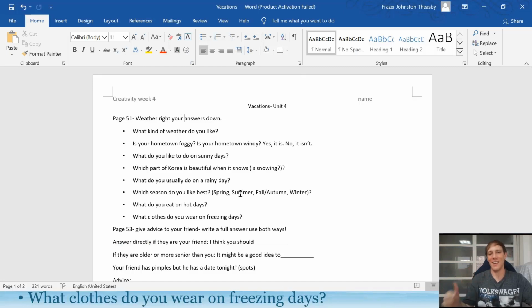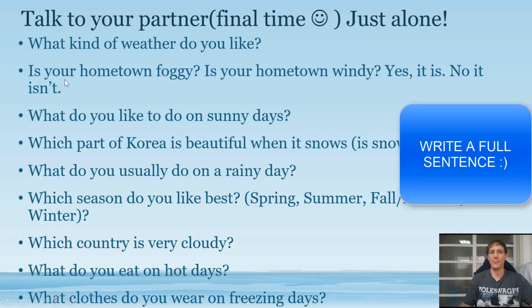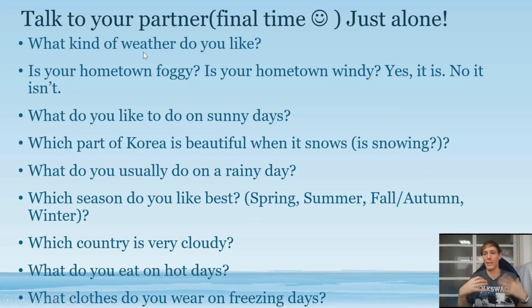Try to write down a full sentence for you. So, what kind of weather do you like? Make a sentence. What kind of weather do you like? Is your hometown foggy? Is your hometown windy? Like, this is a yes or no answer, so I'll allow it. But yes, it is. No, it isn't.